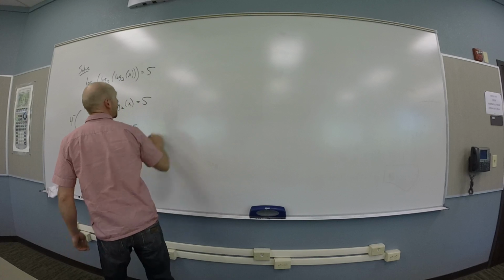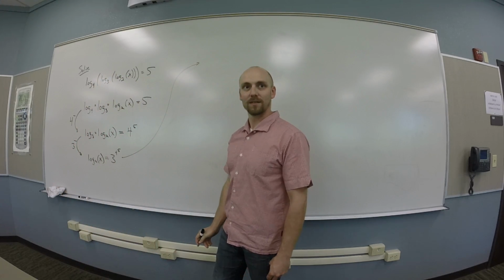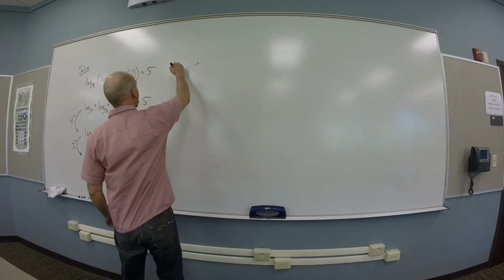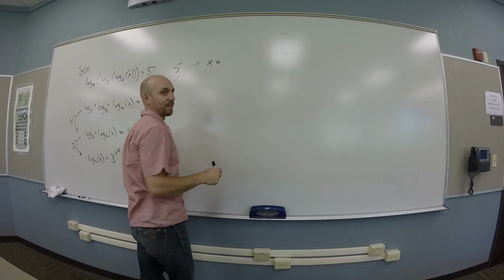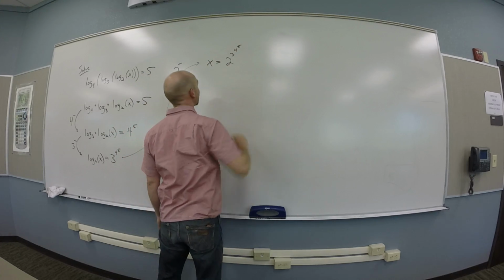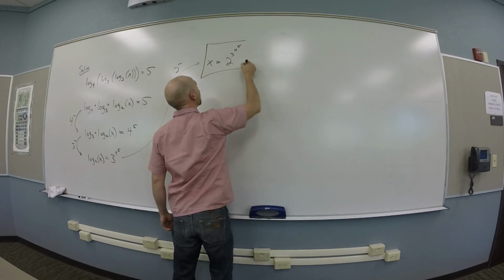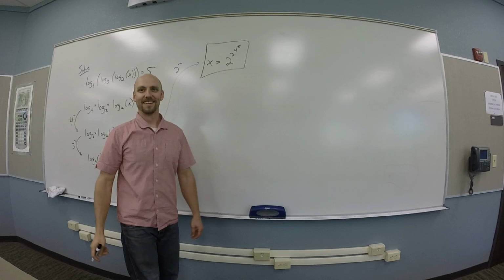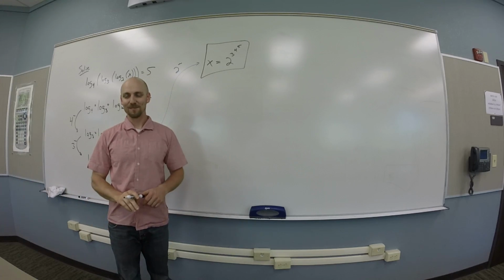Okay. So then what's your next step? You've got log base 2 of x, so you should do 2 to this stuff. So we'll get x equals 2 to the 3 to the 4 to the 5. And this is a great number. Why would you try to simplify this number?